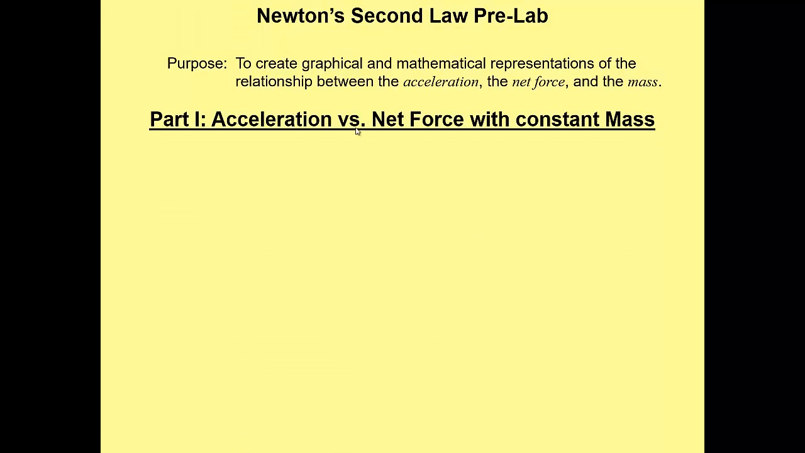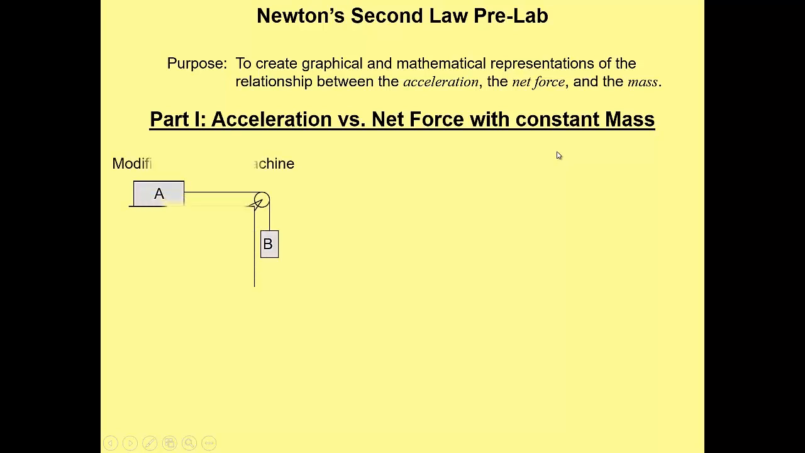So our first part is acceleration versus net force with constant mass. So we're going to change the net force that's acting, measure the resulting acceleration, and keep the mass constant. Now what are we going to use? Well, the same thing we did in the last lab. Okay? We're going to use a modified Atwood's machine.